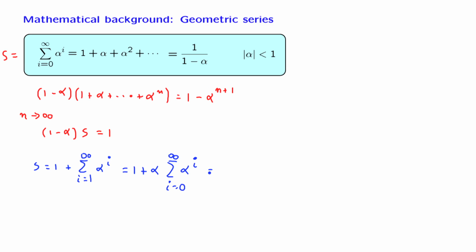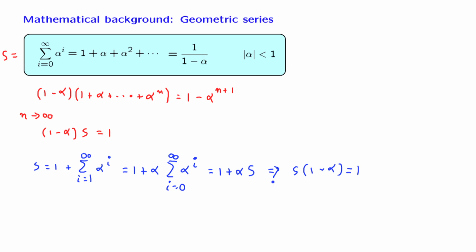Now this is just 1 plus alpha times S, because here we have the infinite geometric series. Therefore, if we subtract alpha S from both sides of this equality, we get S times 1 minus alpha equal to 1. And now, by moving 1 minus alpha to the denominator, we get again the same expression. So this is an alternative way of deriving the same result.